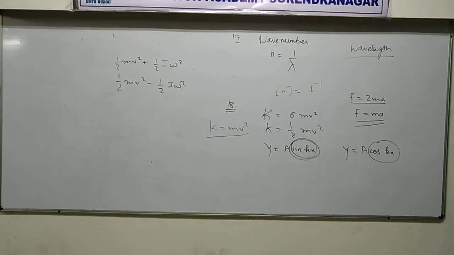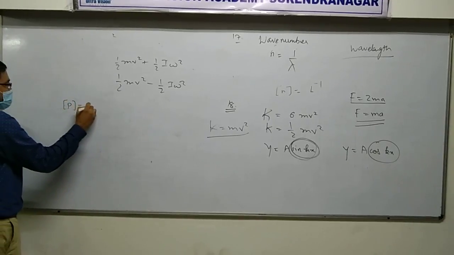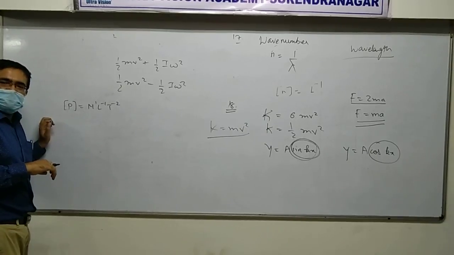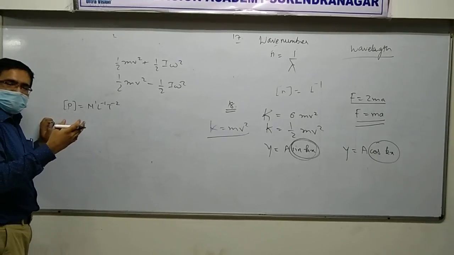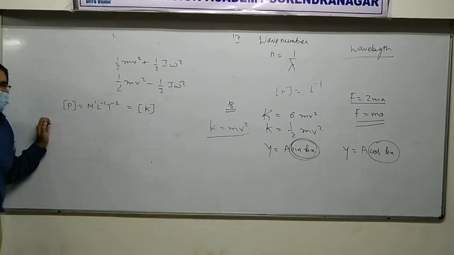Sir, this pressure dimension formula is M raised to 1, L raised to minus 1, and T raised to minus 2. Okay, yeah, fine. It is directly equal to K. Yes. Is that clear or not clear, everyone? Yes. This is rule number 3.